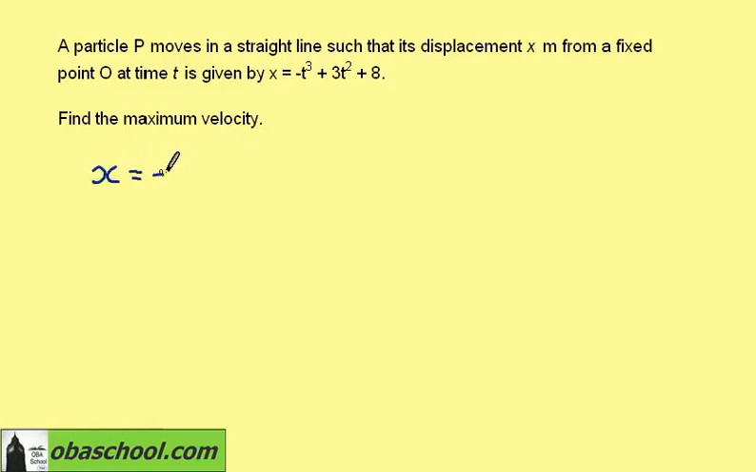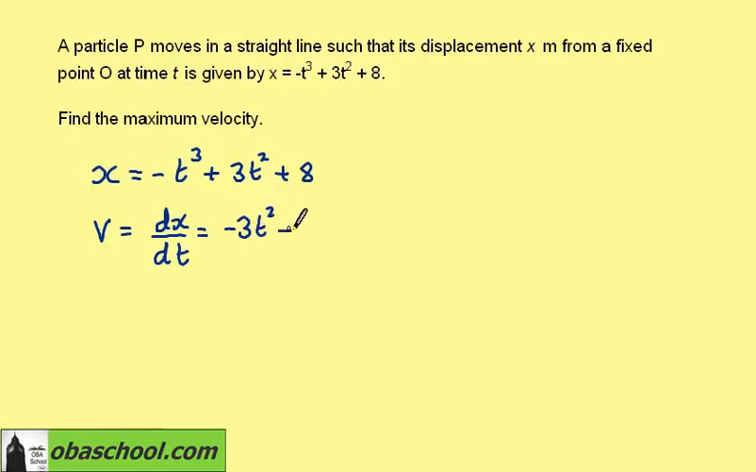If x = -t^3 + 3t^2 + 8, we know v is dx/dt, which is -3t^2 + 6t. We want to find a maximum value for v. To find the maximum value of v, we need to differentiate -3t^2 + 6t.